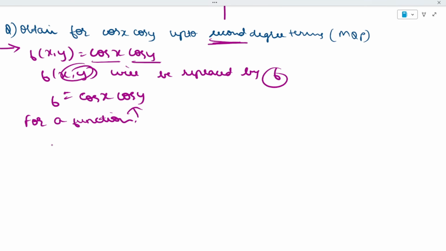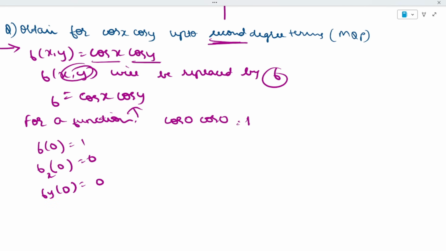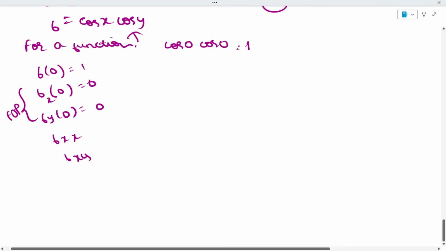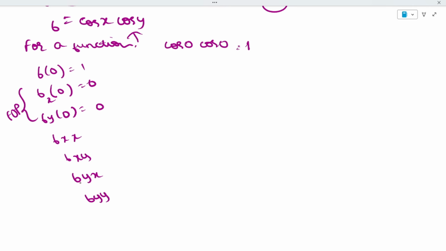Now if you have to do that, f of 0 will give you what? 1. That means cos 0 will be 1. Okay, now again f x of 0 will give you 0. f y of 0 will give you also 0. These are first order partial derivatives. Now you have to do second order. Next is x with respect to x, next is x with respect to y, next is y with respect to x, next is y with respect to y.